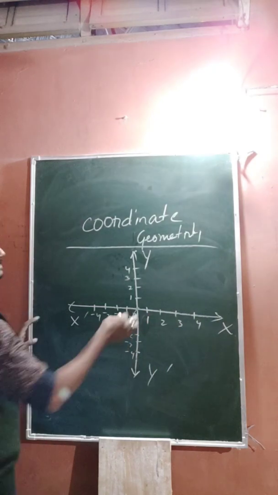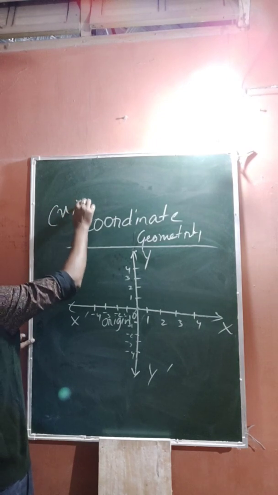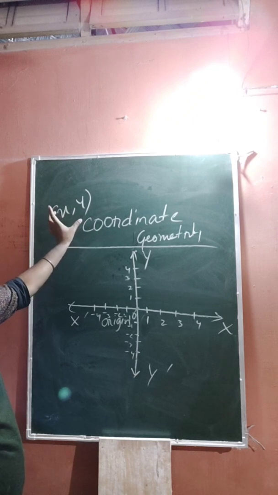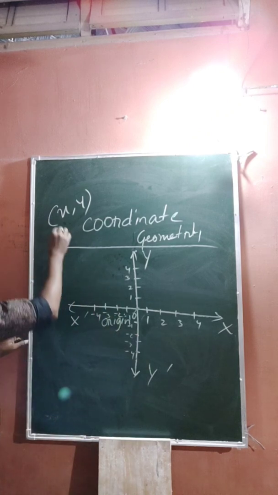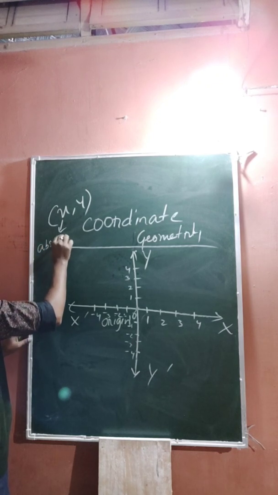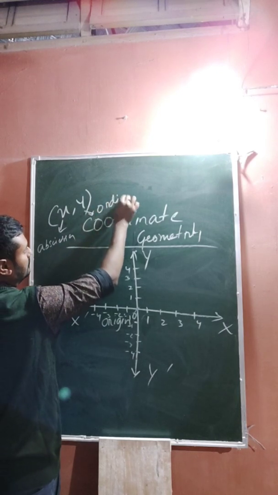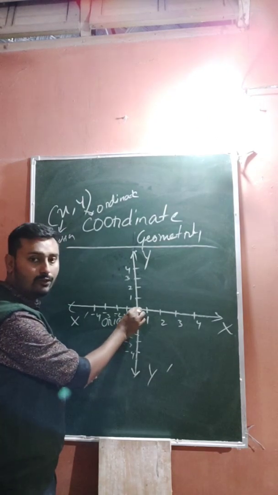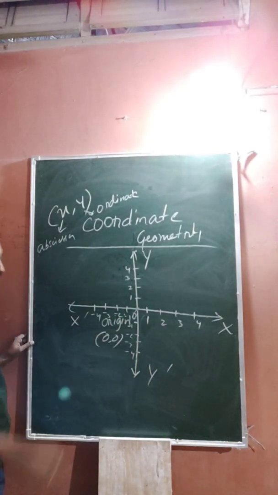Again, before going further, let us recall that when you write a point, it means x and y within brackets. This denotes the coordinates of a point. The first one is the x coordinate, which is known as the abscissa, and the coordinate of y is known as the ordinate. Already we discussed that at this point the values of x and y are both 0. That means the coordinates of the origin are (0, 0).